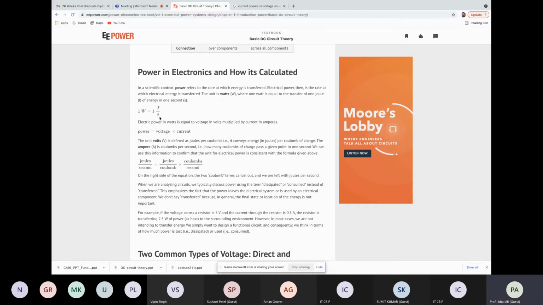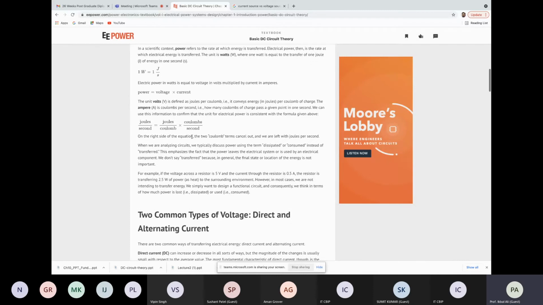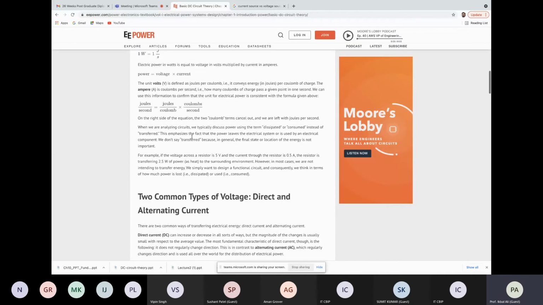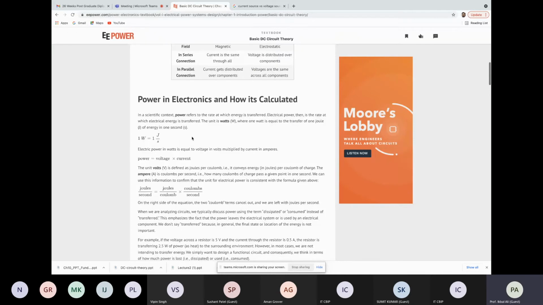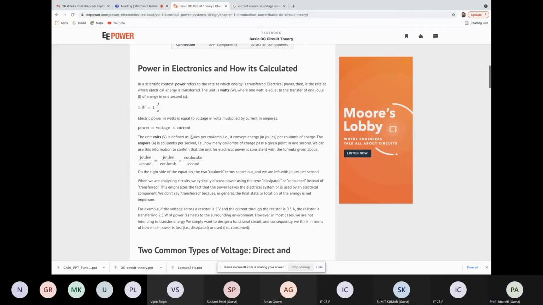And you can get the power by multiplying voltage and currents. Okay. So these are some basics about some series, parallel connection, voltage, current.